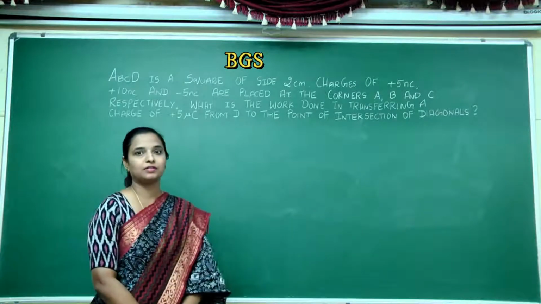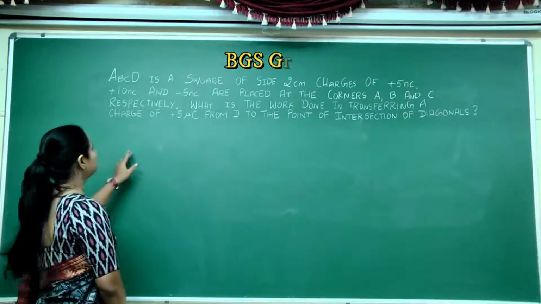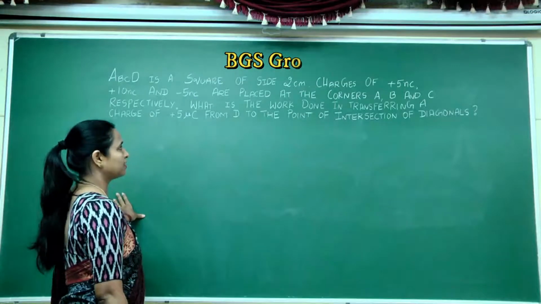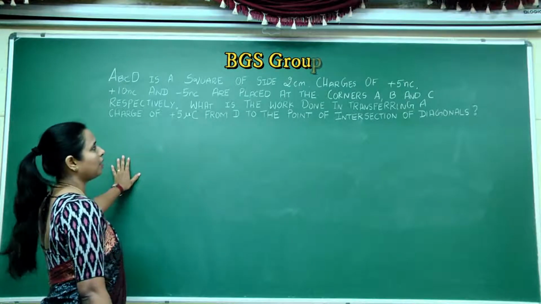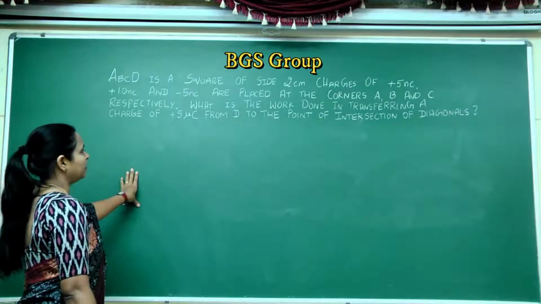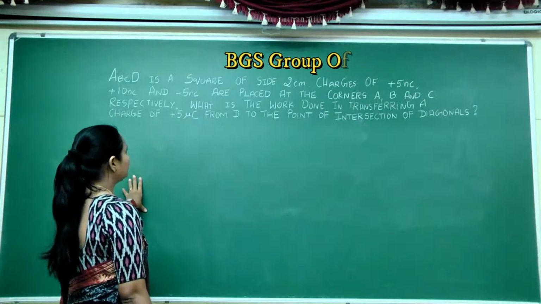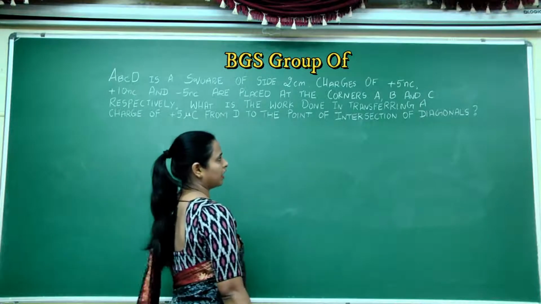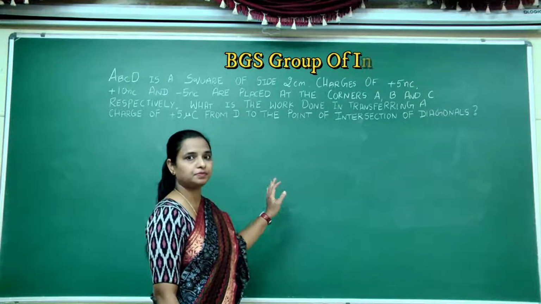Let us solve the square problem again today. Let me read the problem. ABCD is a square of side 2 cm. Charges of plus 5 nanocoulomb, plus 10 nanocoulomb and minus 5 nanocoulomb are placed at the corners A, B and C respectively. What is the work done in transferring a charge of plus 5 microcoulomb from D to the point of intersection of diagonals? Point of intersection of diagonals means it is the center of the square.